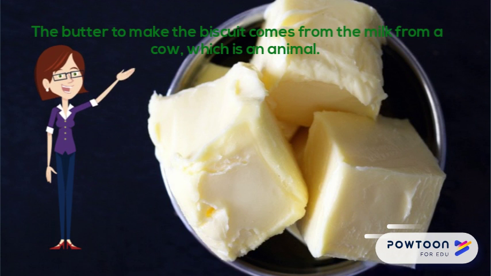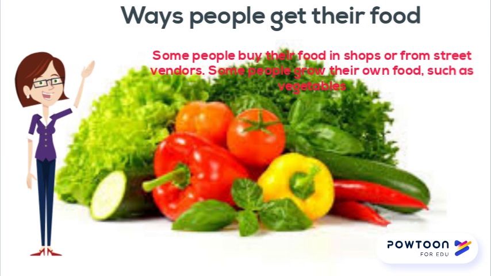Ways people get their food. Some people buy their food in shops or from street vendors. Some people grow their own food, such as vegetables. People sometimes collect food, such as wild berries.